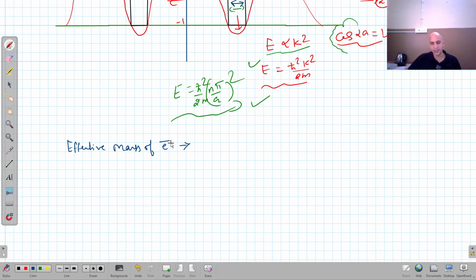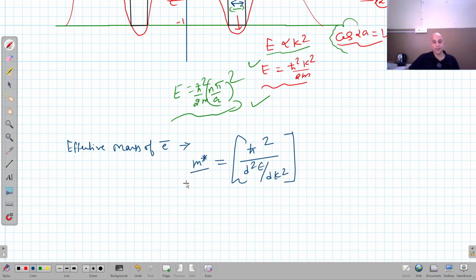I am writing its expression directly. We have to remember it. Effective mass of the electron is defined as m star is equal to h cut square upon d square E upon d k square. So this is the expression for effective mass of electron, right?